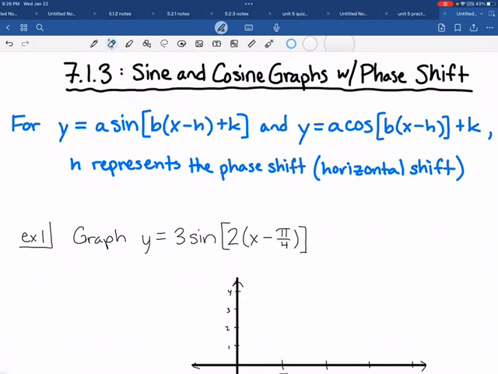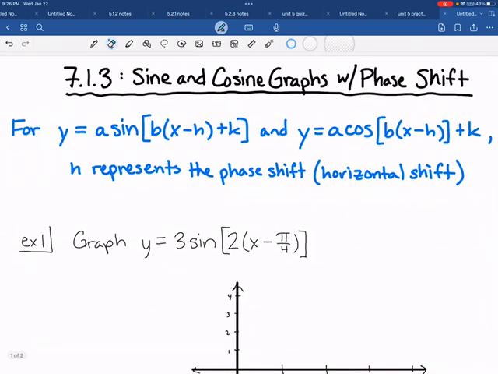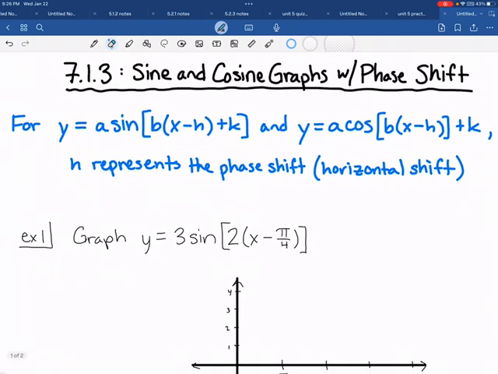So following up on yesterday's lesson, when we learned the sine and cosine parent graphs, there was one transformation that we didn't talk about at all, and that was if you have a horizontal shift. So today we're going to be looking at a function with any of the four possible transformations that you could have: reflections, shifts horizontally and vertically, and stretches vertically or horizontally.